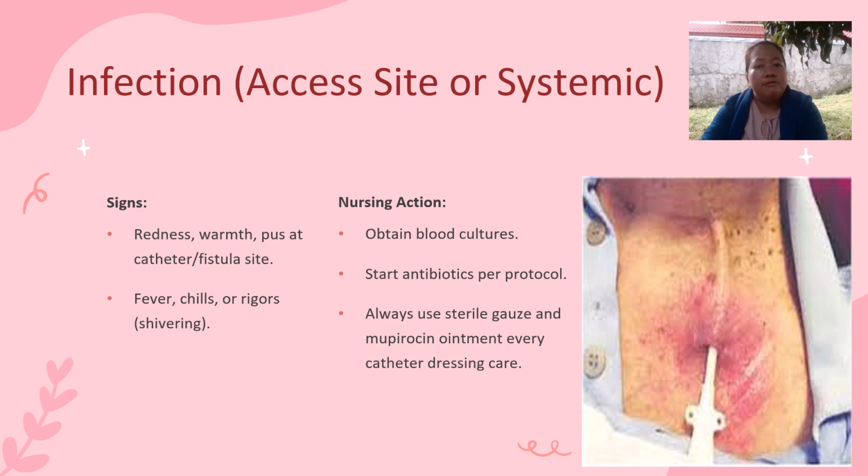Assess the area of infection. Take a picture for documentation and inform the physician. If it continues, obtain blood cultures as ordered by the nephrologist. Start antibiotics as ordered, then continue to use sterile gauze and mucosan ointment with every catheter dressing care.